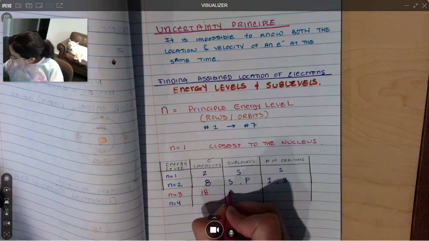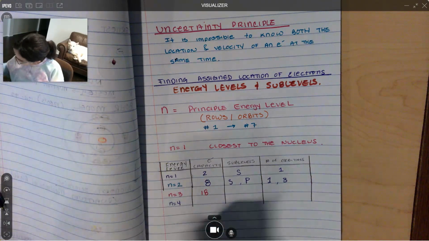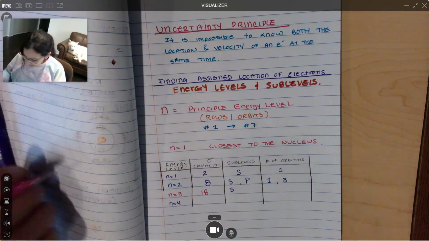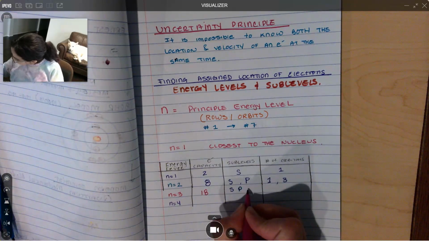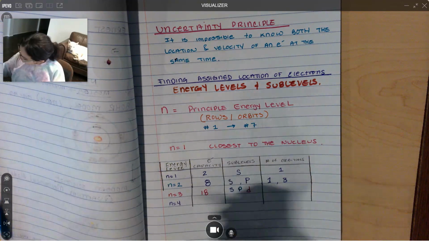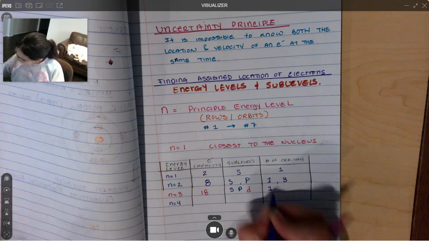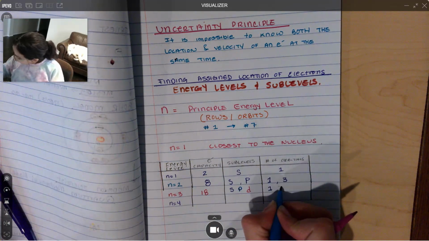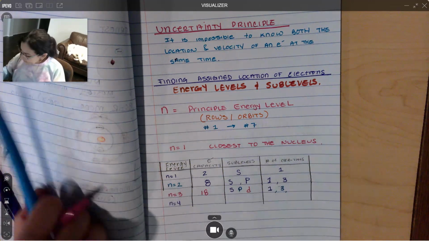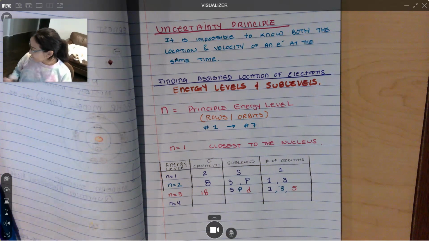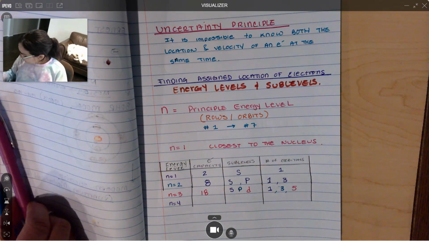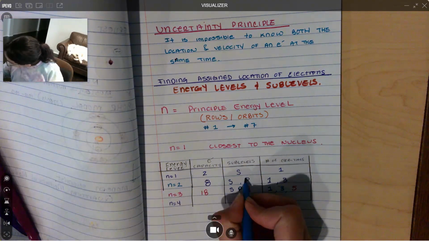So now we have S, we have P, and we're going to have the D block. 1 orbital for S, 3 orbitals for P, and 5 orbitals for the D block.